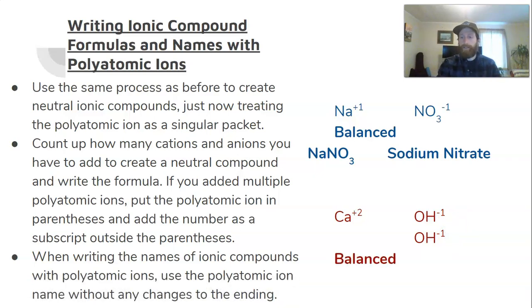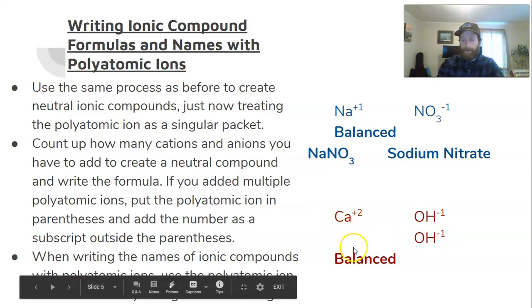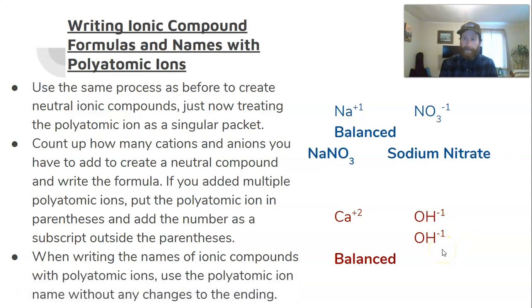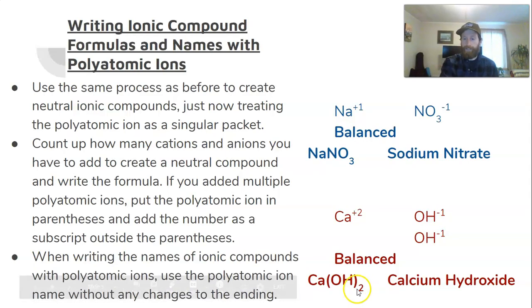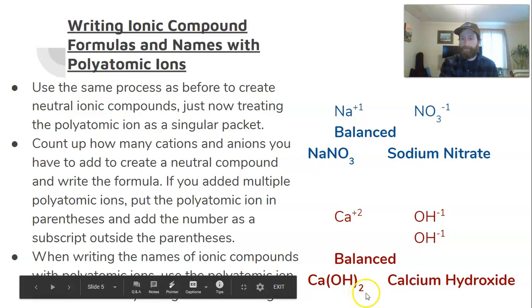And now when I go to write the formula for this, I say, okay, I'm going to have 1 calcium and I'm going to have 2 hydroxides. And this is where it gets a little tricky because I have 2 hydroxides, and hydroxide is this one packet of OH. I need to put hydroxide in parentheses. So this is how I would write that formula. Ca with no subscript because I only needed 1. And then OH, and since I needed more than 1, I would have to put that OH in parentheses with a 2 on the outside. And I would read this compound as calcium hydroxide.